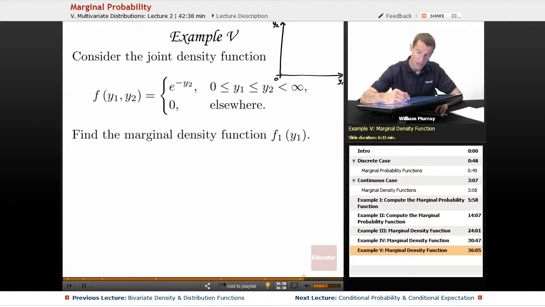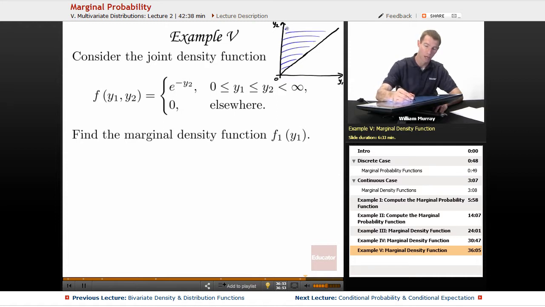So let me draw the line y1 equals y2, or y equals x. And we want y2 bigger than y1, which means we want the region above this line. So let me color in that region above this line. Of course, it goes on to infinity, so I'm not going to draw all of it, but that's the general shape. It's this triangular region. And what we want to do is find the marginal density function, f1 of y1.